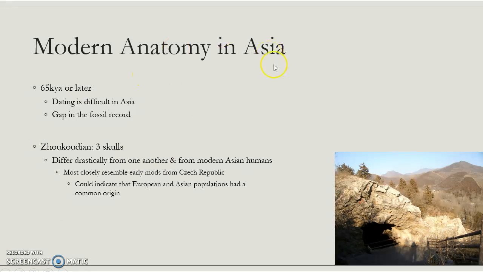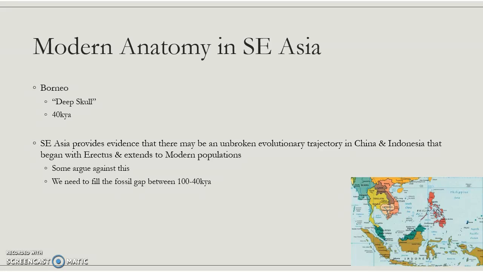So populations of modern humans in Asia actually date to around 65,000 years ago. But we talked about how dating in some regions is easier than others. In Asia, it's actually relatively difficult to date any archaeological finds, really. So there have been a few different skeletal finds in Asia, but they're difficult to date. We guess around 65,000 years ago.